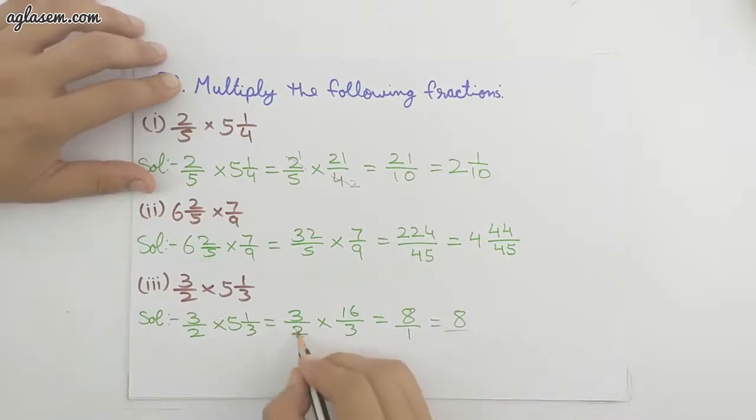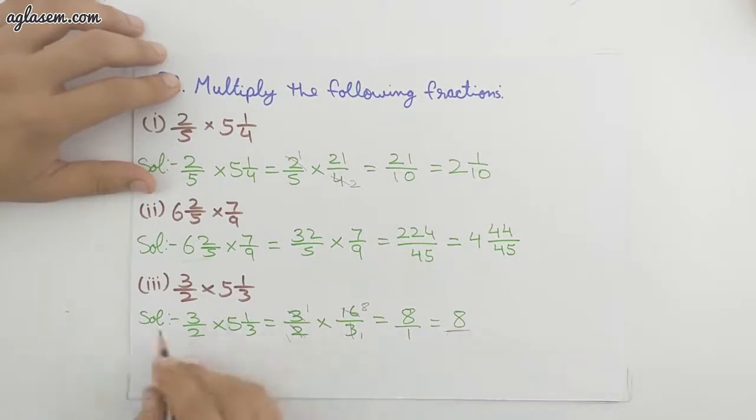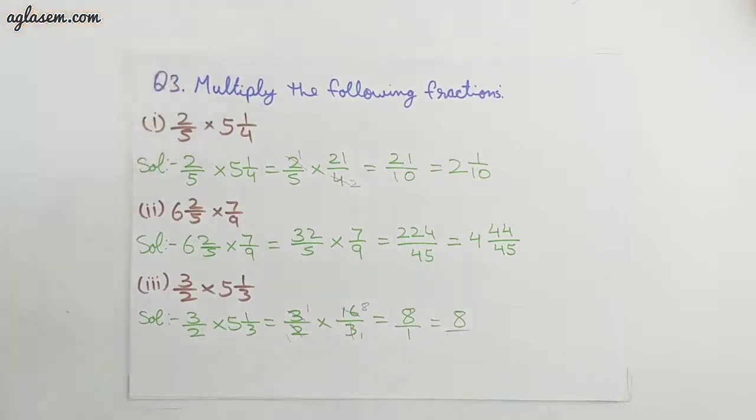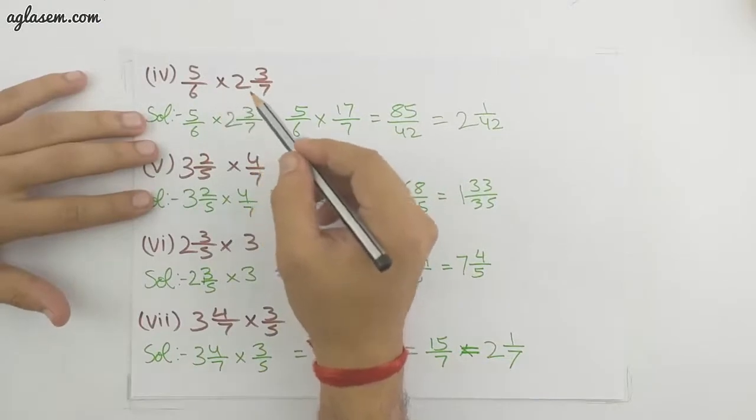This is done by this. 2 ones are 2, 2 8s are 16, and 3 cancel because they are common. So 8 is the number and 8 is a whole number. This question has an answer of a whole number. Moving to the fourth part of the question, which is 5 by 6 multiplied by 2 whole 3 by 7.